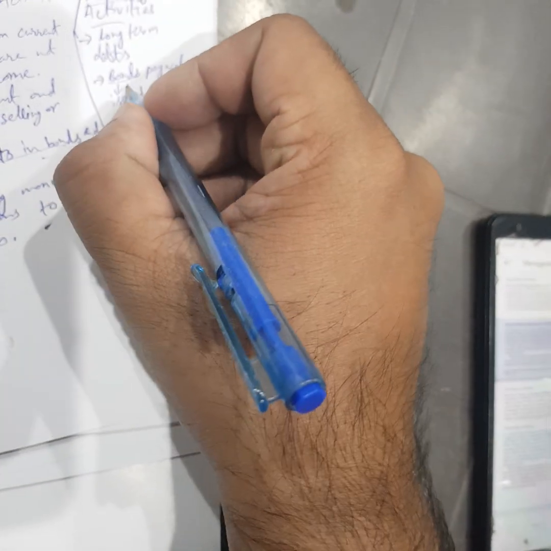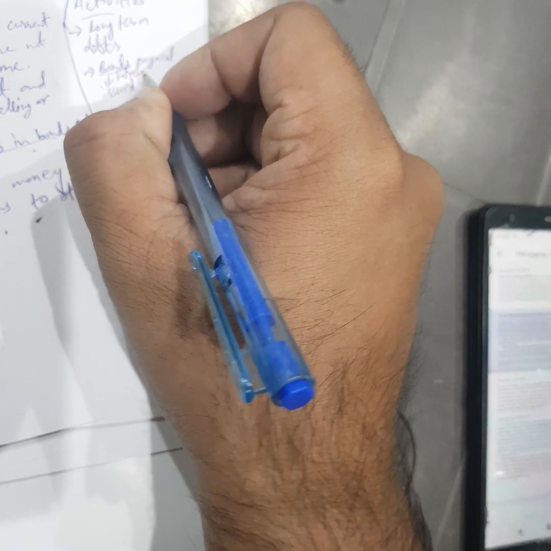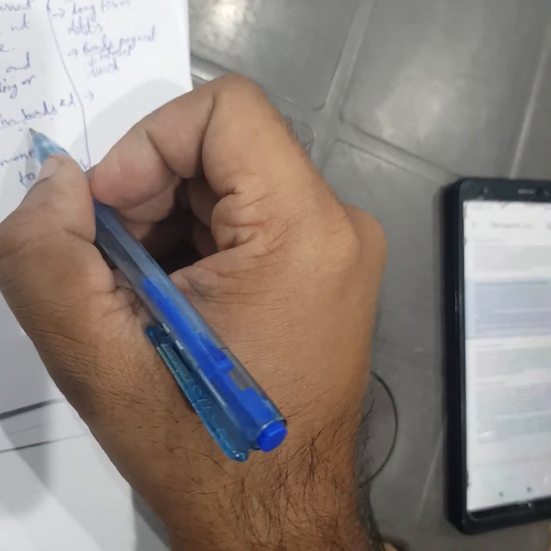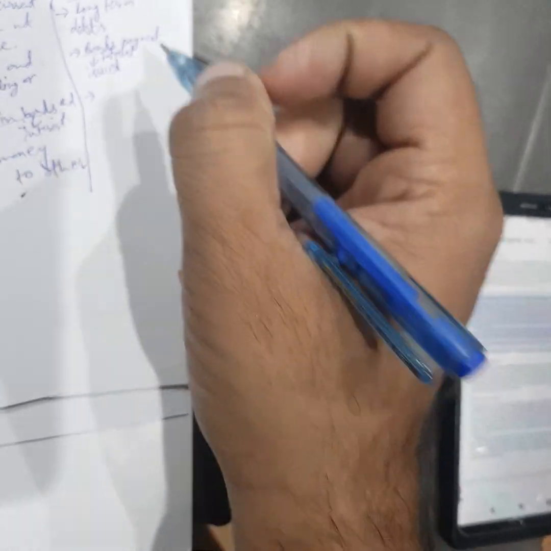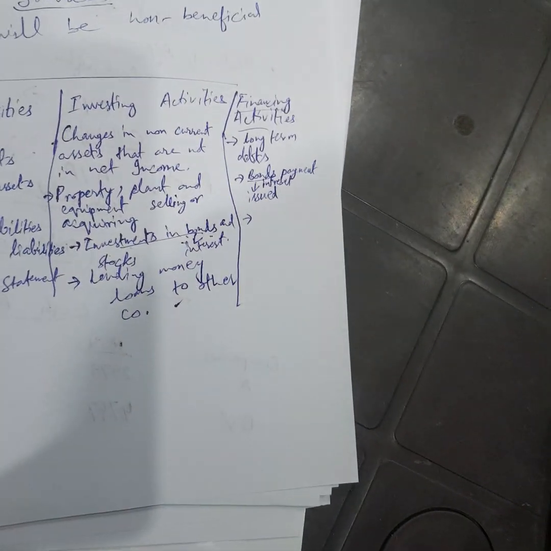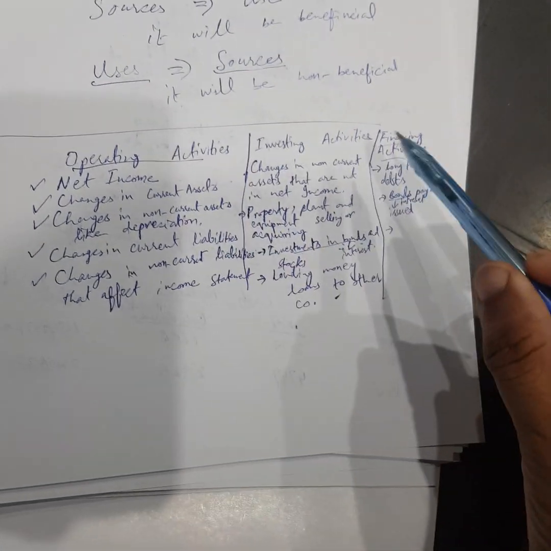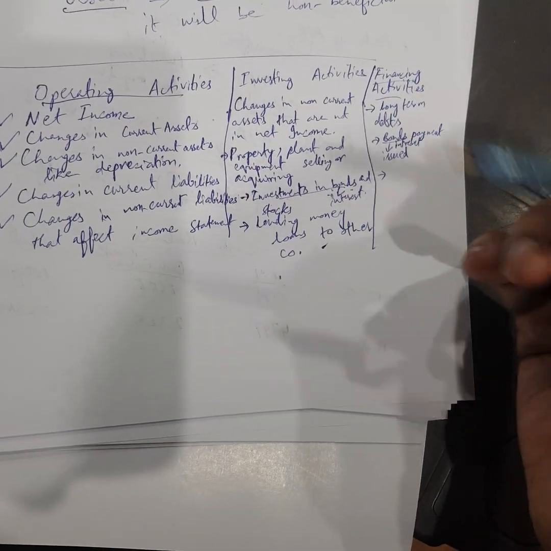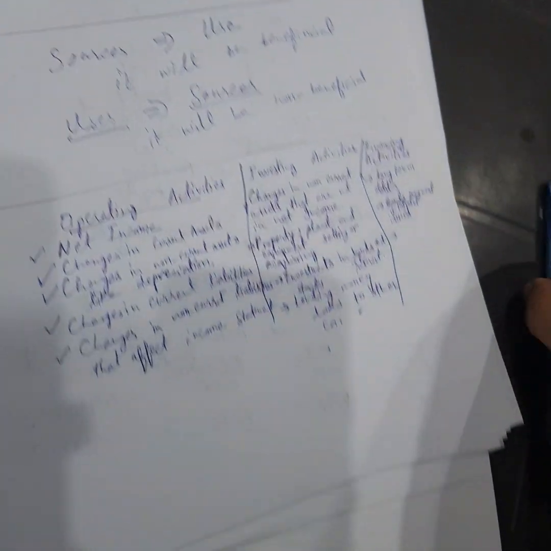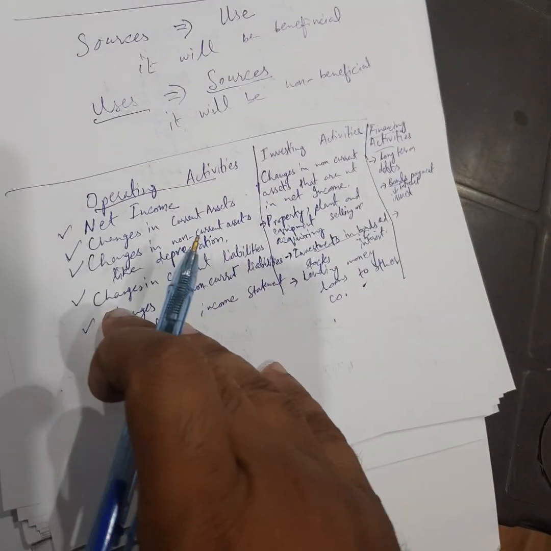Against these bonds we are going to give interest, and against this investment we are taking interest. So these are the three types of activities that are included in the cash flow statement. Now we are going to formulate or derive our cash flow statement.